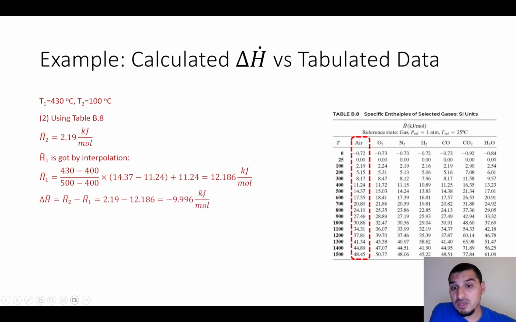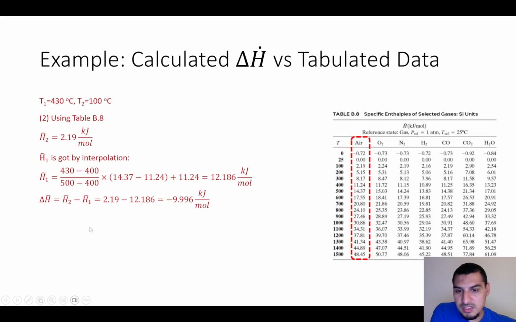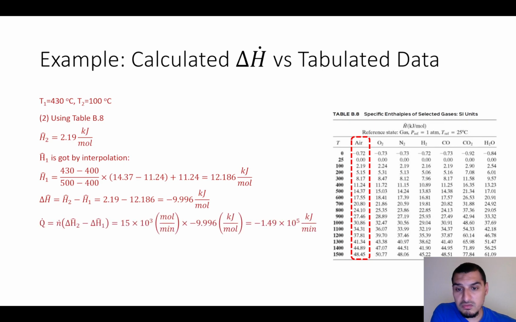And by doing this, you can do the integration. Do the substitution of H2 minus H1. This is going to give us negative 9.996. If you check what we got last time, it was negative 10. So it's almost the same result that we got last time. And then you can multiply by the molar flow rate. It's exactly the same thing. You can get it in kilojoules per minute. You can convert this into kilojoules per second, which is kilowatt, which is negative 2,500, which is almost the same. Last time it was 2,500. This is 2,499, which is almost the exact same number. So the result is the same.